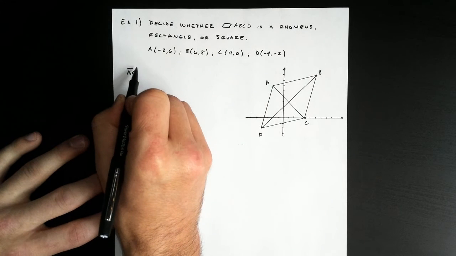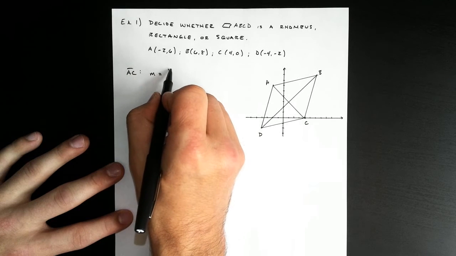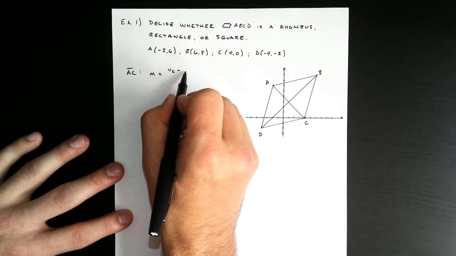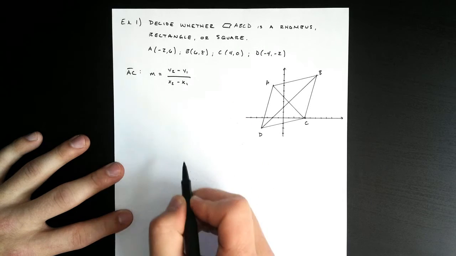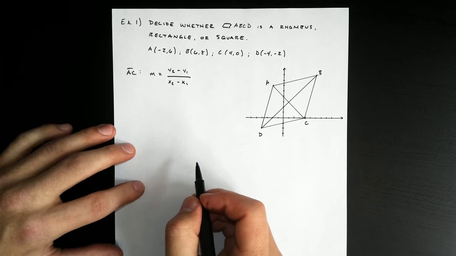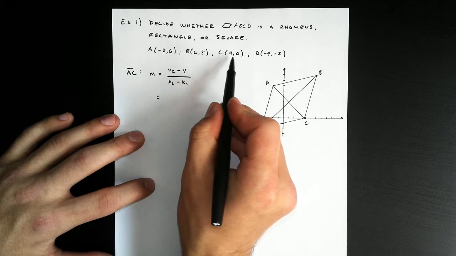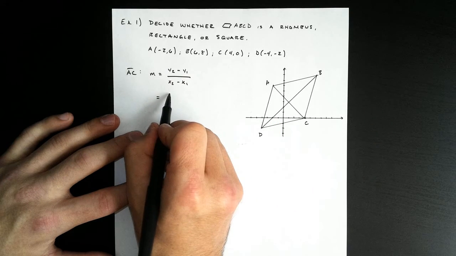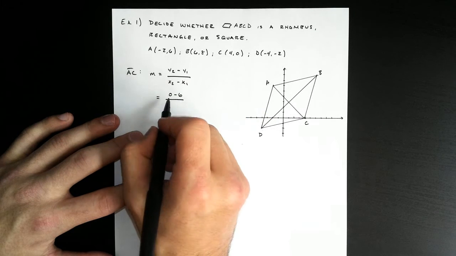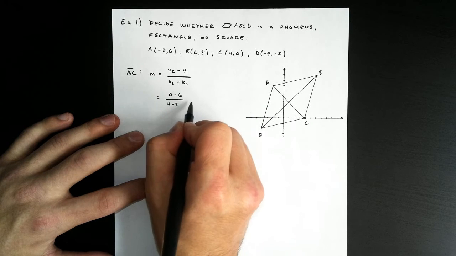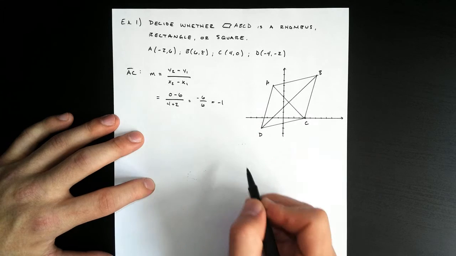So let's start with the first diagonal AC, and then we'll take a look at the slope first. So slope formula, subtract the y values up top, the x values in the denominator. So our two y values, we have 0 minus 6, and then the two x values, 4 minus negative 2, which is going to be plus 2. So that's negative 6 over 6. That's negative 1.